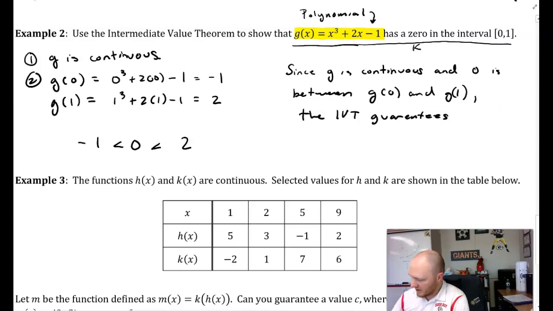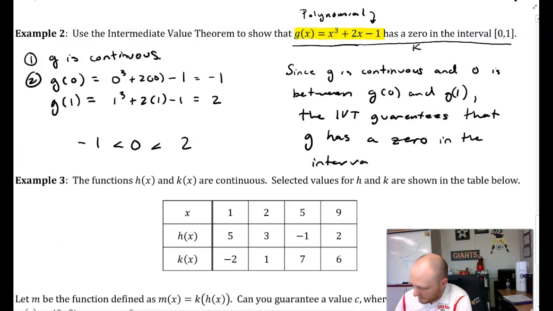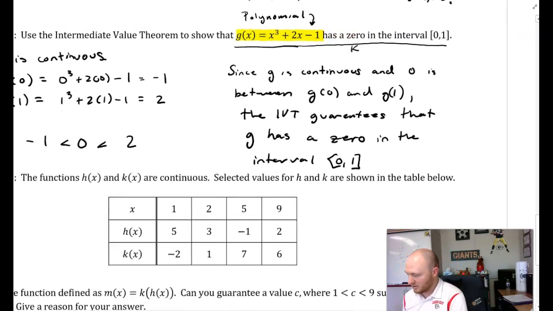So we say that. Guarantees that g has a 0 in the interval 0 to 1. I copy it verbatim. I plagiarize it. I did it. Writing my conclusion. There we go.